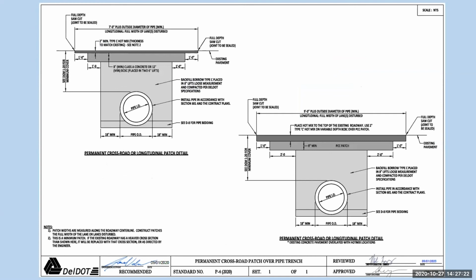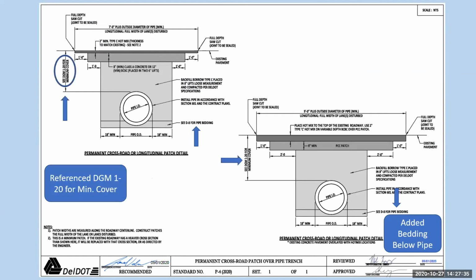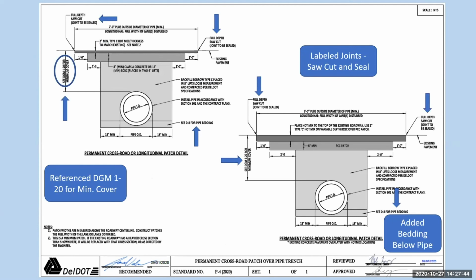Standard P-4, permanent crossroad patch over the pipe trench. So here we added bedding below the pipe. Reference DGM 1-20 for minimum cover, which depends on your pipe type. And labeled joints, saw cut and seal. So over top of those, we just want to make sure that all the joints are properly constructed.